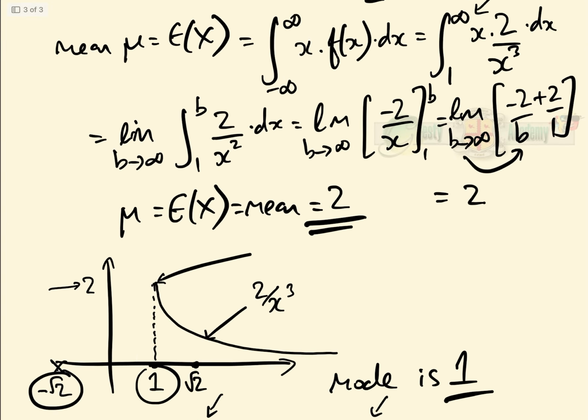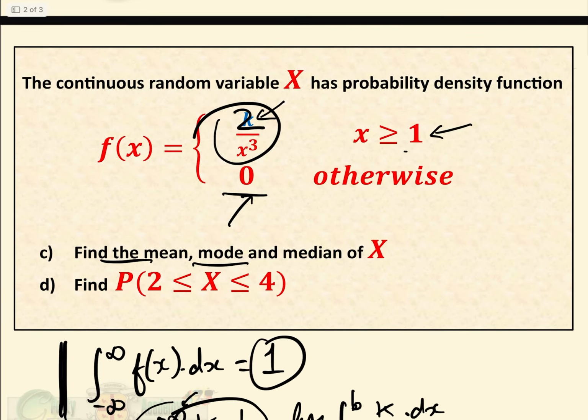Okay, these are very, very common questions that they ask you here. The mean, the mode, the median, and especially the probability that the continuous random variable lies between two values. All you've got to do is just be careful and make sure you do your integration properly. Otherwise, these are relatively easy marks to pick up.